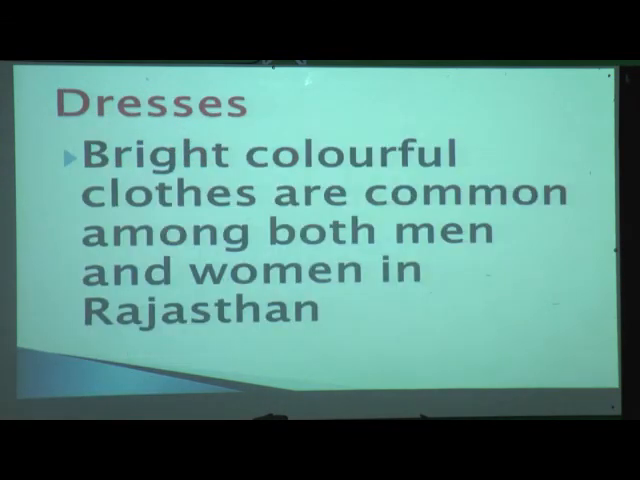Now we are talking, you have understood everything. Now come to the point of dresses. What are dresses? What is a traditional dress? Bright, colorful clothes are common among both men and women in Rajasthan. When we are talking about the dress, men and women have this in common: they wear bright colorful clothes, correct? But what do men wear, and what do women wear?